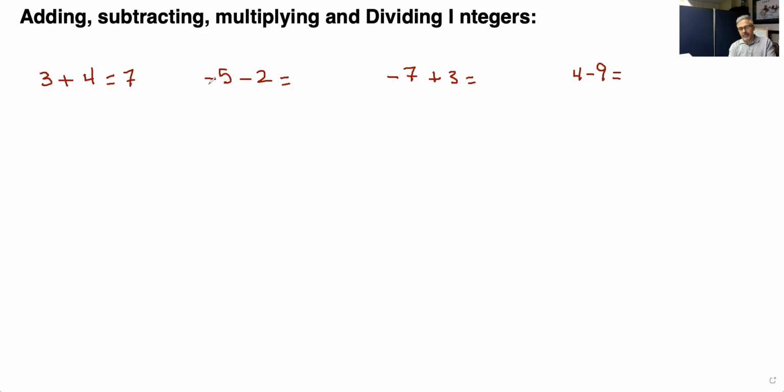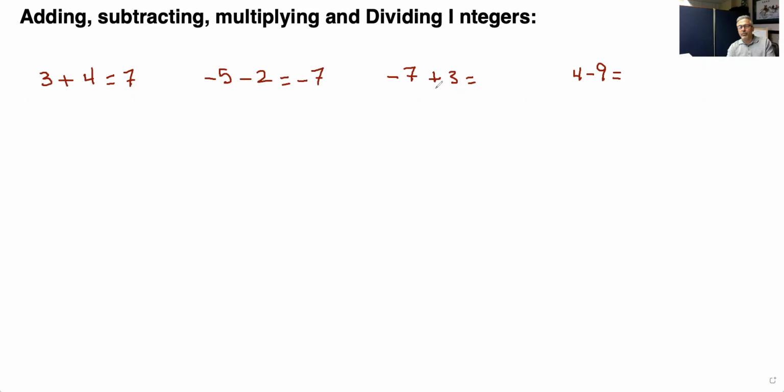Now, if you look at this second one here, it's negative 5 minus 2. So it seems like it's the same thing as the first one, where the first one it was positive 3 plus 4. This one is also negative 5 minus 2. Both of them are negative. So here you're going to add the two numbers, but you'll get negative 7 because both of them are negatives.